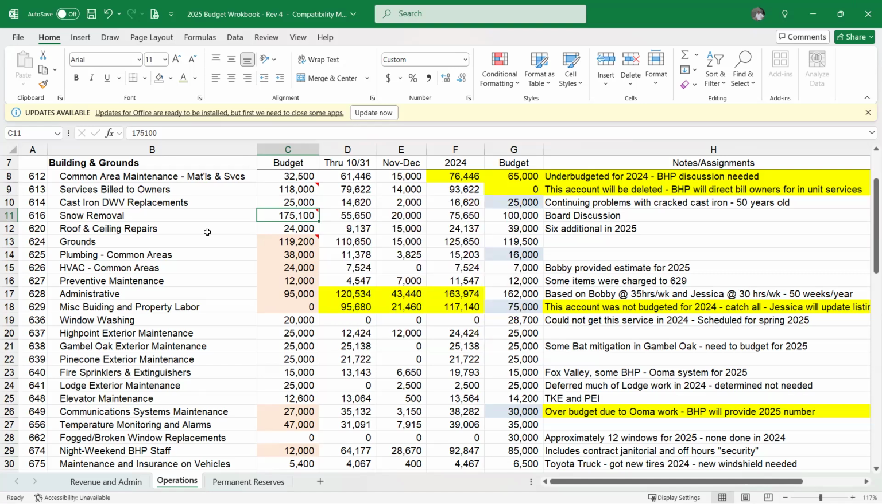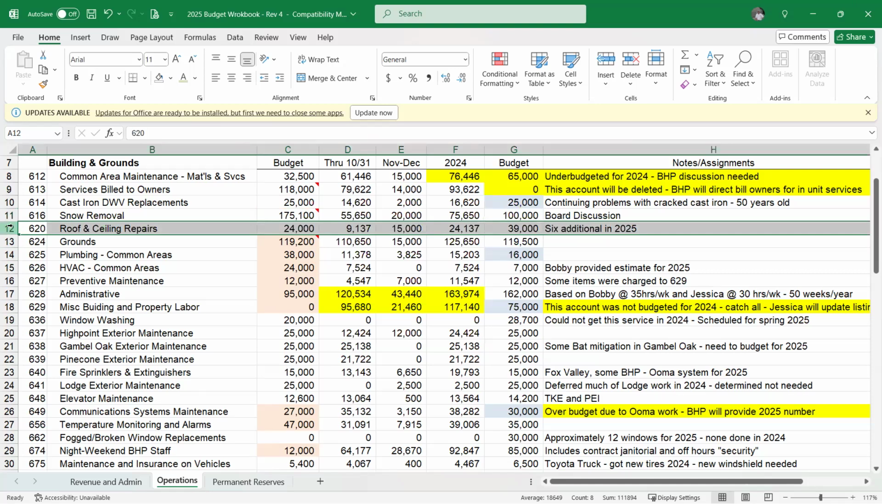All right. Okay. Roof and ceiling repairs. Bobby advises that we've got about 6 more to do in 2025 through the division. The total cost there is $39K. Is this where the asphalt drips through the cracks? Yes. Okay.